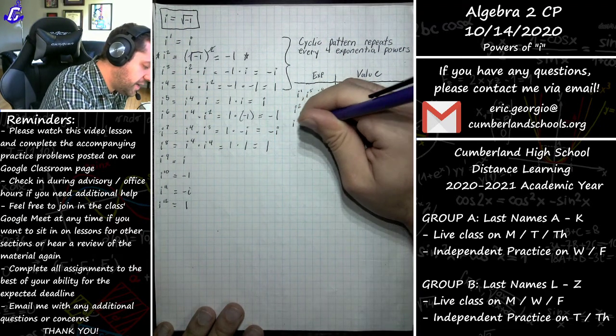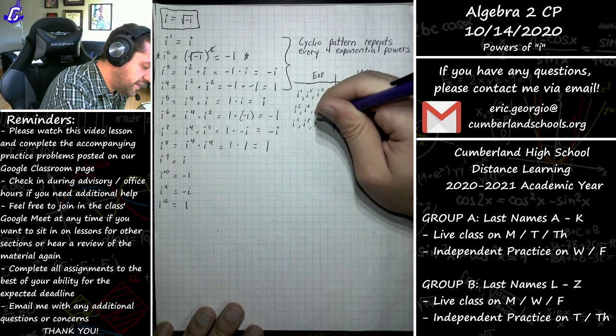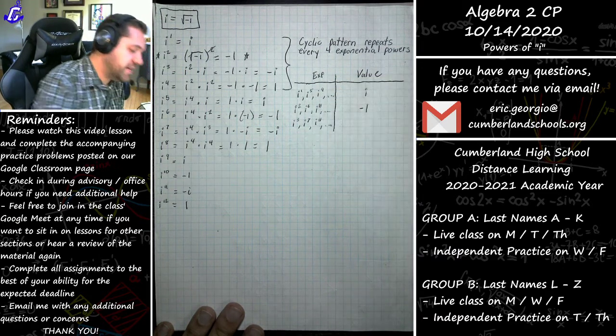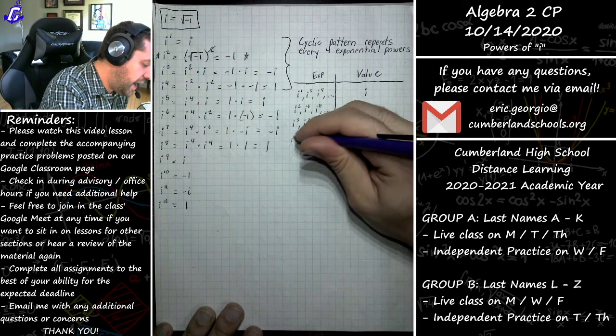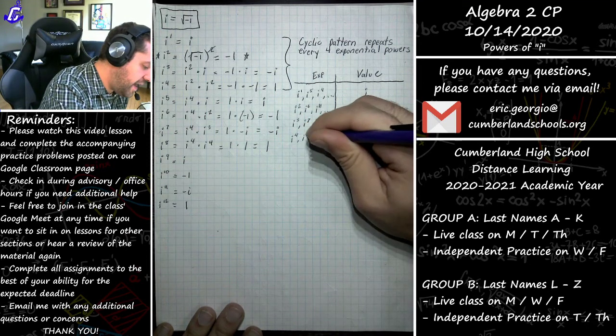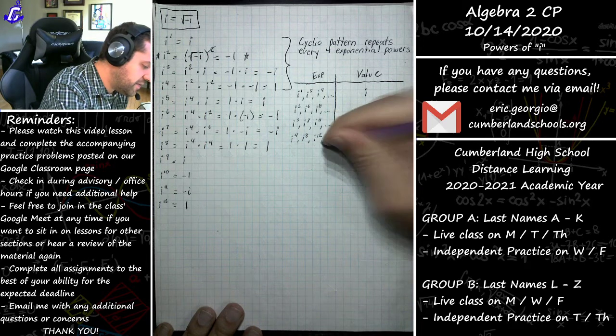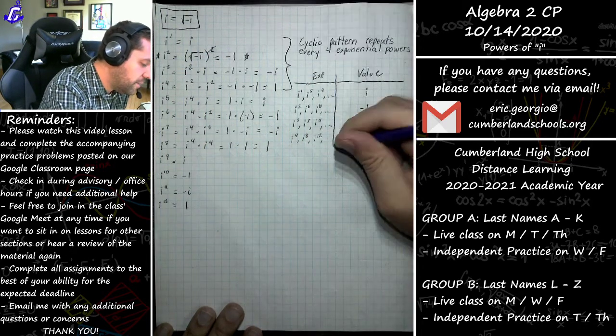i to the 3rd, i to the 7th, i to the 11th, again, we're counting up by 4 every time, and so on and so on, is equal to negative i. And i to the 4th, i to the 8th, i to the 12th. Notice every time we get a multiple of 4, we get 1.